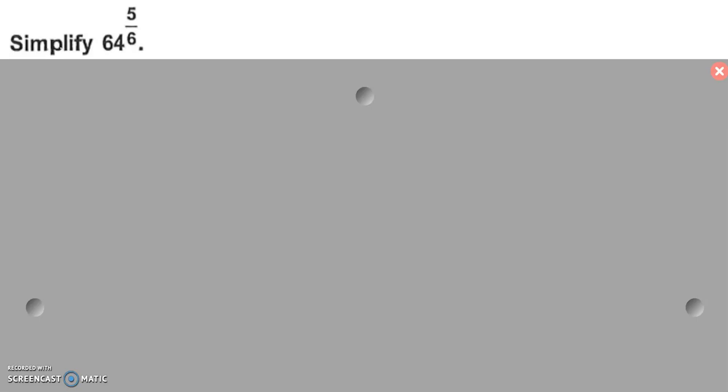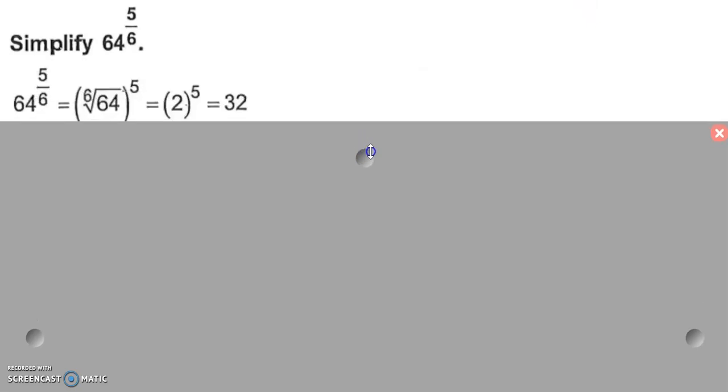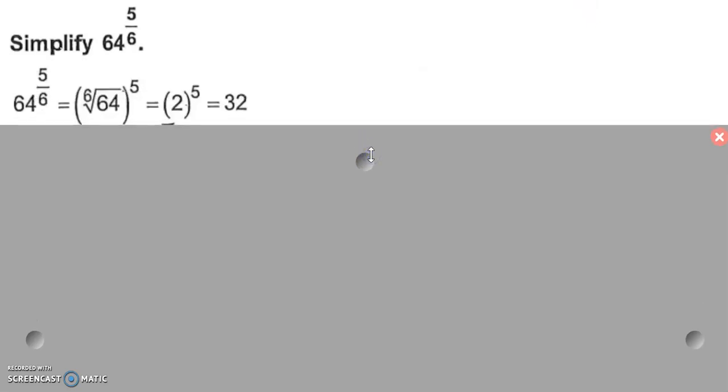And lastly, if we want to simplify 64 raised to the 5 over 6th power, or the power of 5 over 6, we're going to take the number in our denominator, which is 6, and we're going to place that in our root. We're going to find the root of 64. Then once we find that value, we're going to raise it to a power of 5. So the 6th root of 64 becomes 2. And then 2 raised to the power of 5 becomes 32.